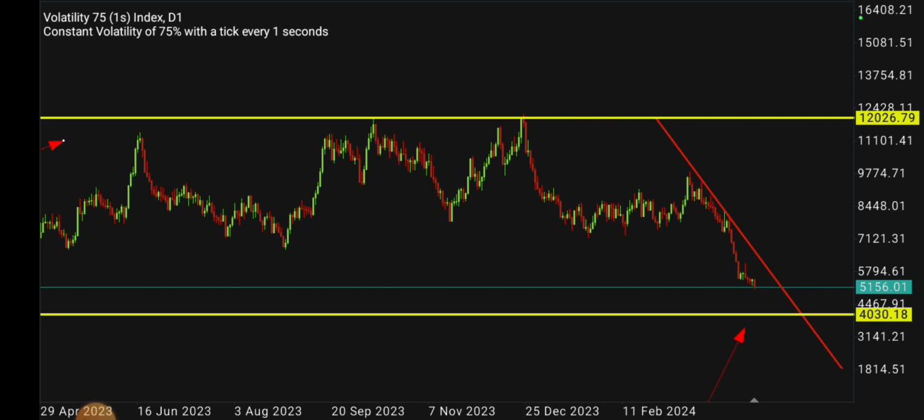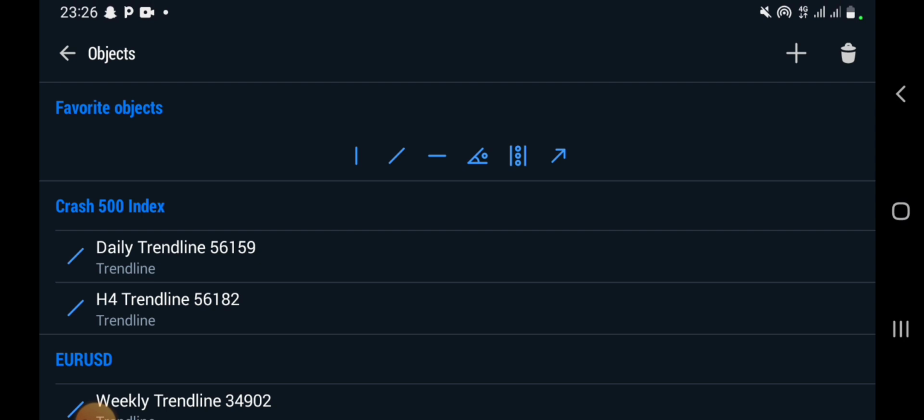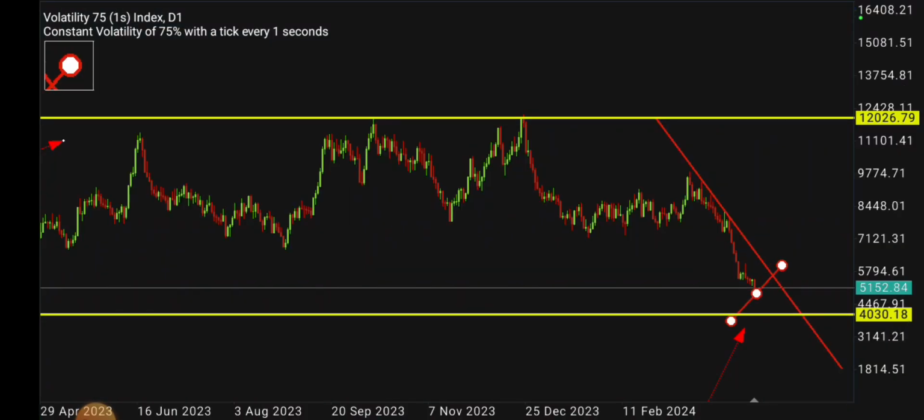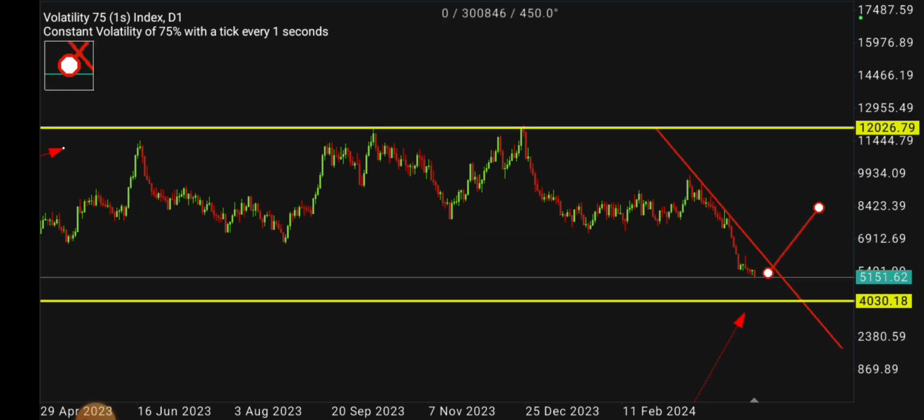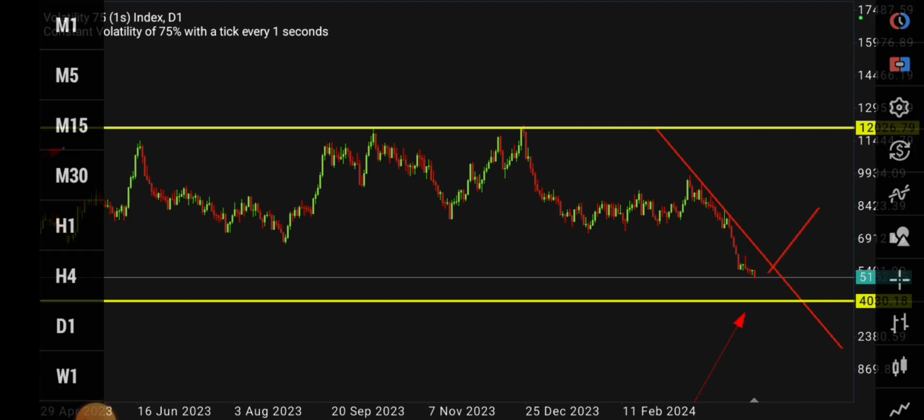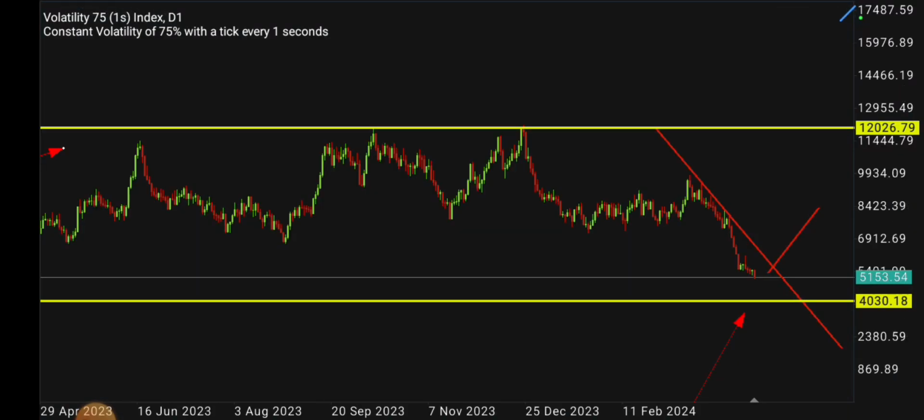So if you're already in a sell, you need to keep holding your sell, except price is going to break through this trend line. Let's say price breaks through here. If it breaks through this trend line and then gives us some kind of retest, then we'll know that, of course, the direction of the market has changed.